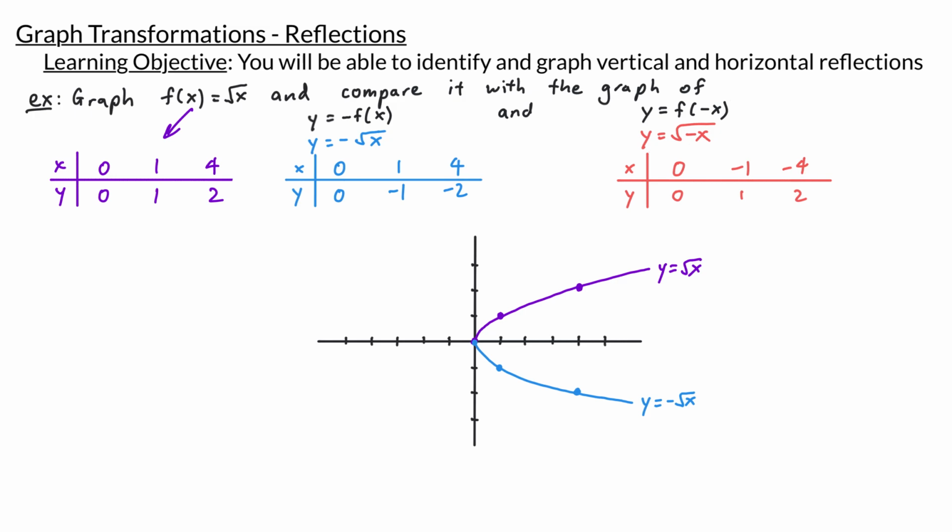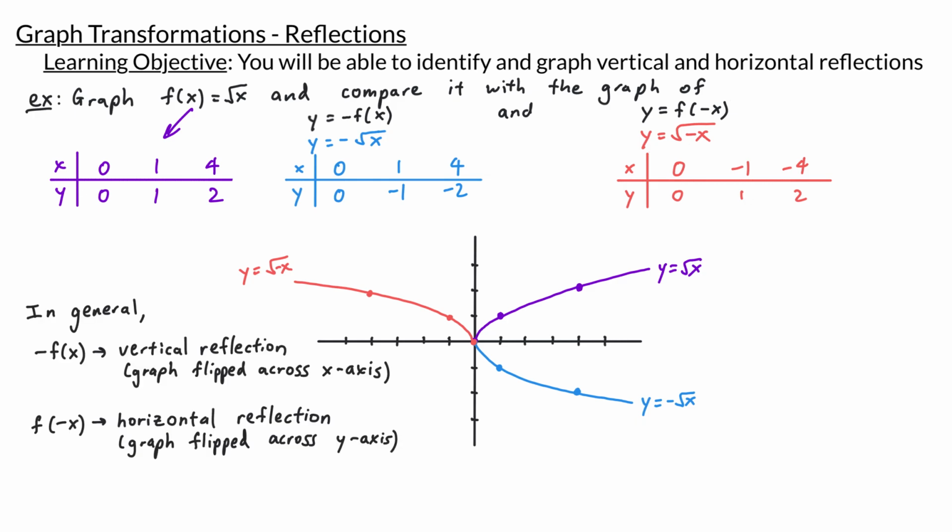So now let's plot these points. We have (0, 0), (-1, 1), and (-4, 2). Connecting these points together, we get the following curve. This is the graph of y equals square root of negative x. When we compare our red graph to our original purple graph, we see that our graph is flipped across the y-axis. We call this a horizontal reflection. For any point on our original purple graph, we multiply the x-coordinate by negative 1, and that flips the point across the y-axis.